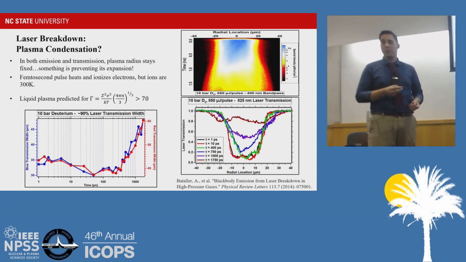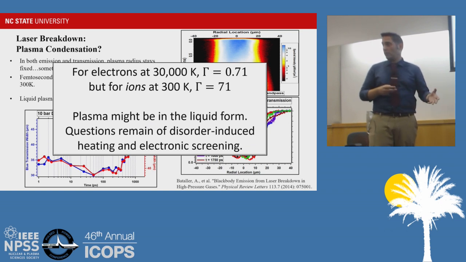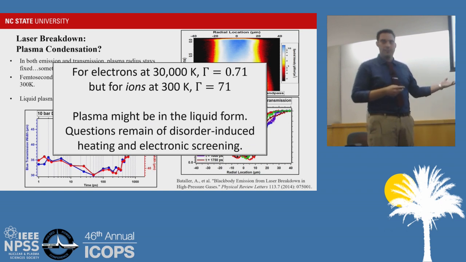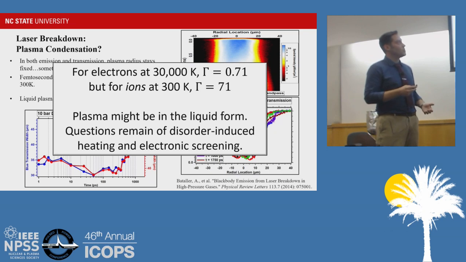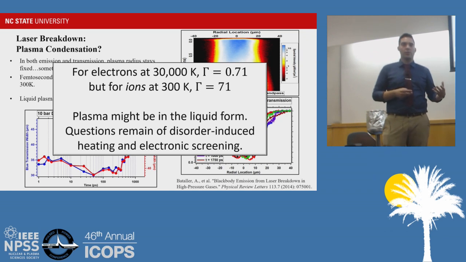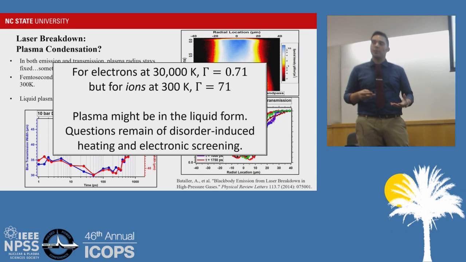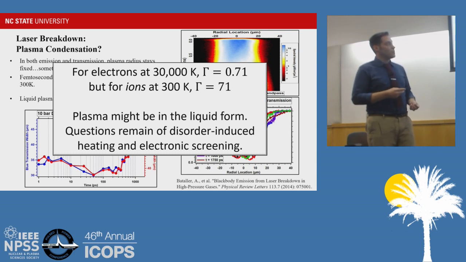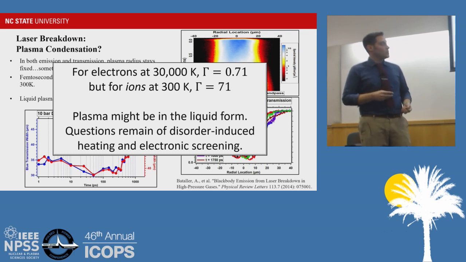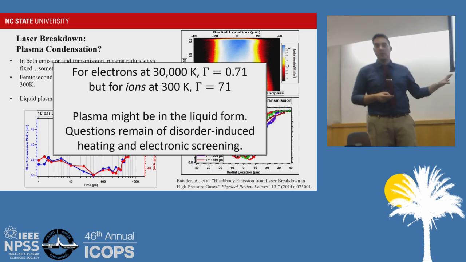So this is a two-temperature system. Very hot electrons, which have a gamma of about 1, so the electrons are not strongly coupled, but the ions, at a gamma of 70, are. The ions should be at 300 Kelvin. So this is a possibility that we actually discovered a different phase of matter at the very earliest times. It's a pretty off-equilibrium occurrence. Now, there's still questions, of course, such as the effects of disorder-induced heating and if electronic screening actually brings that gamma value down. So it's not quite clear yet whether or not we've created it, but there are signs of it.